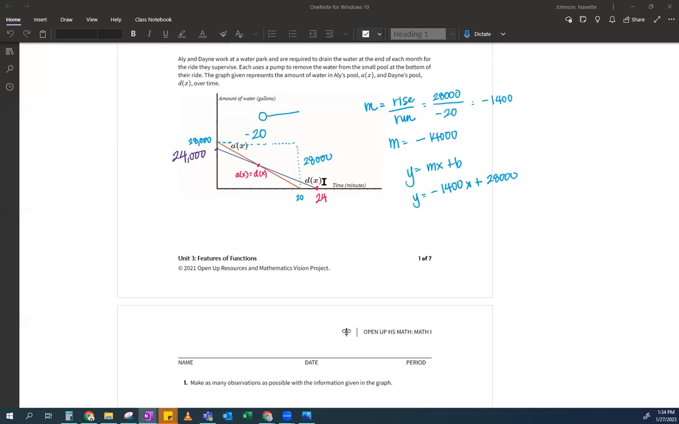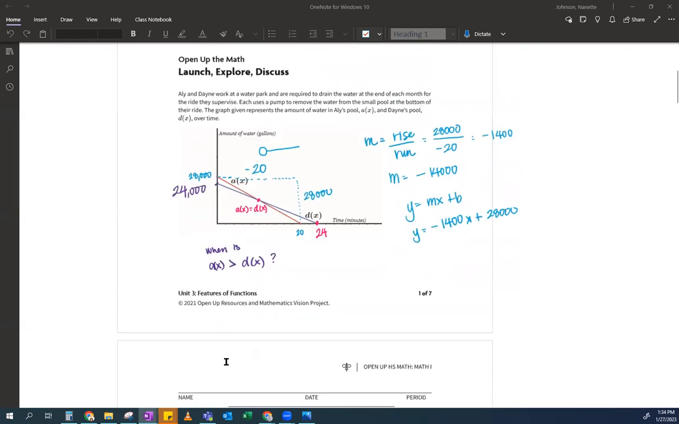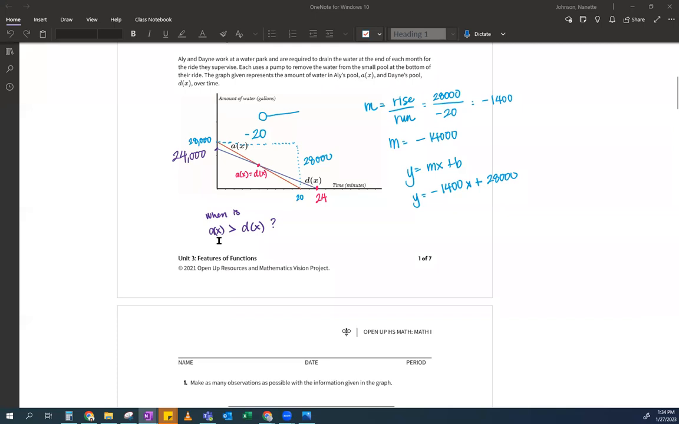So really quickly, are we talking about X's or Y's here? Nope, we are not talking about X's. Whenever you see A of X, F of X, T of X, L of X, M of X, whatever, these are all talking about Y's. So when is Allie's Y bigger than Dane's Y?